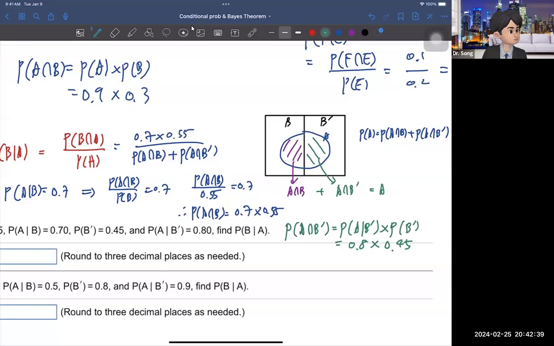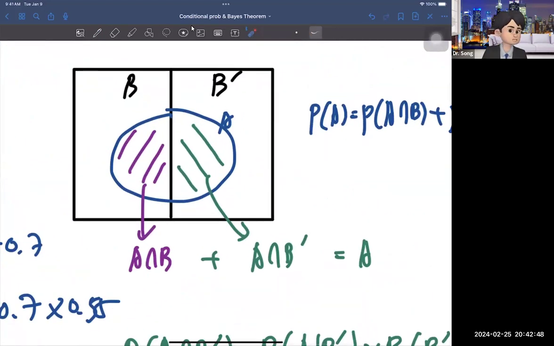Then you can find the answer, probability B given A. Here, let's go back to the Venn diagram. You see that this event B and the B complement are disjoint. They are mutually exclusive and collectively exhaustive. In that situation, we can find the probability A by using these two: A intersection B plus A intersection B complement is A.